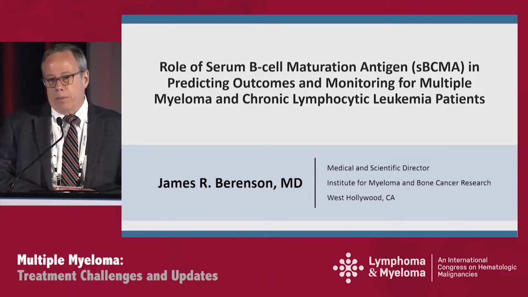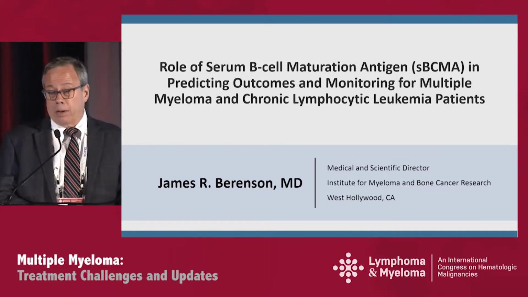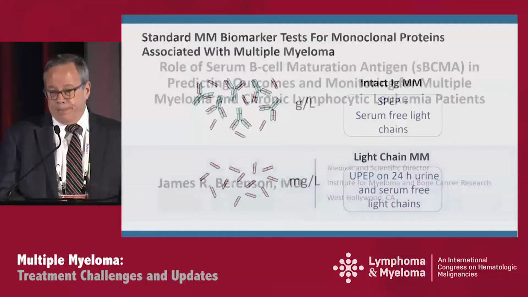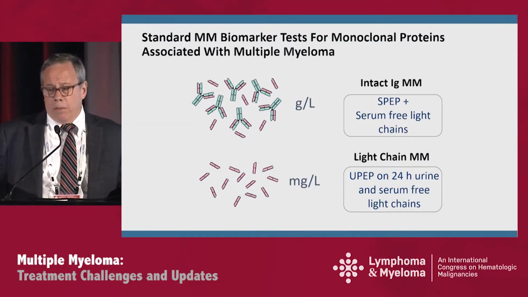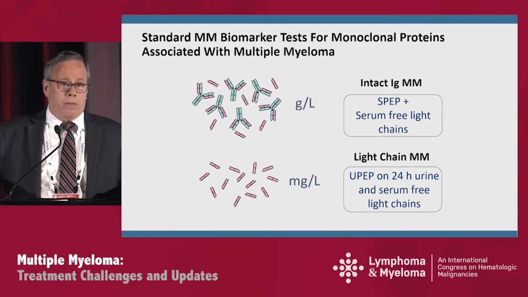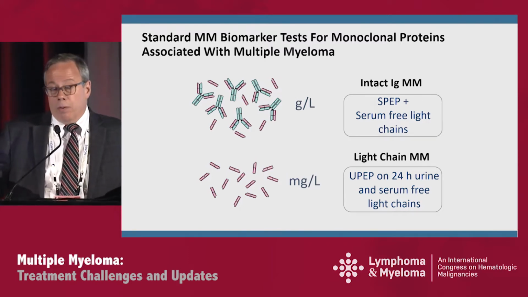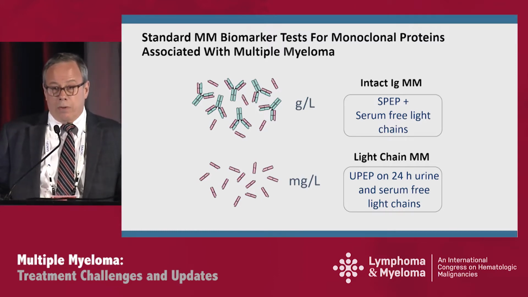So today I'm going to be talking about the role of serum B-cell maturation antigen, or BCMA, in predicting outcomes and monitoring patients with myeloma and chronic lymphocytic leukemia. With myeloma, we know that the standard tests for monitoring these patients are for the intact immunoglobulin present in most patients, using the serum protein electrophoresis, and since there's an excess of free light chains, at least in many patients, we can measure that as well. And in light chain myeloma, we try to do the 24-hour urine.